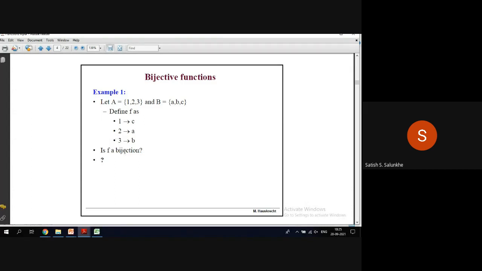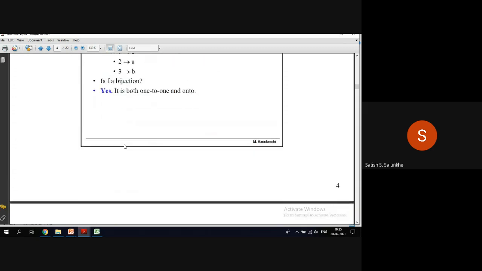When the function is bijective, when it is one-to-one as well as onto, then we say the function is a bijective function. So is it a one-to-one function? Yeah, good. So yes, it is both one-to-one and onto.